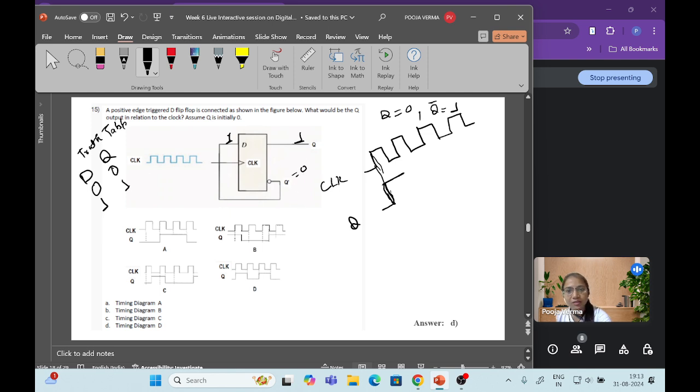Now Q dash is 0, so D is 0 for the next clock. D is 0, then the output will be 0. So it has gone down. Again, Q is 0, then Q dash will be 1 and D is 1. Right? So for the next clock it goes up, then down. So it will follow like this. Have you understood this question?